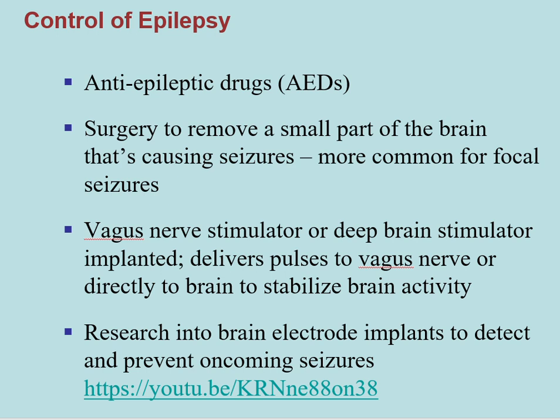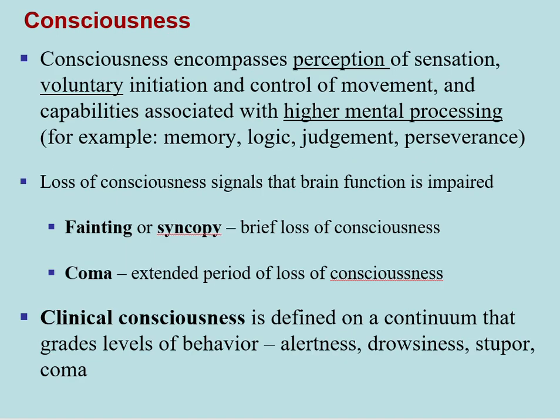There's also research into brain electrode implants to detect and prevent oncoming seizures, because currently a lot of the vagus nerve stimulators actually have a button you press through the skin, and those individuals with these stimulators would press the button when they have an aura, which might be the smell of rotting meat, or it might be lights they see that usually tell them they're about to have a seizure.